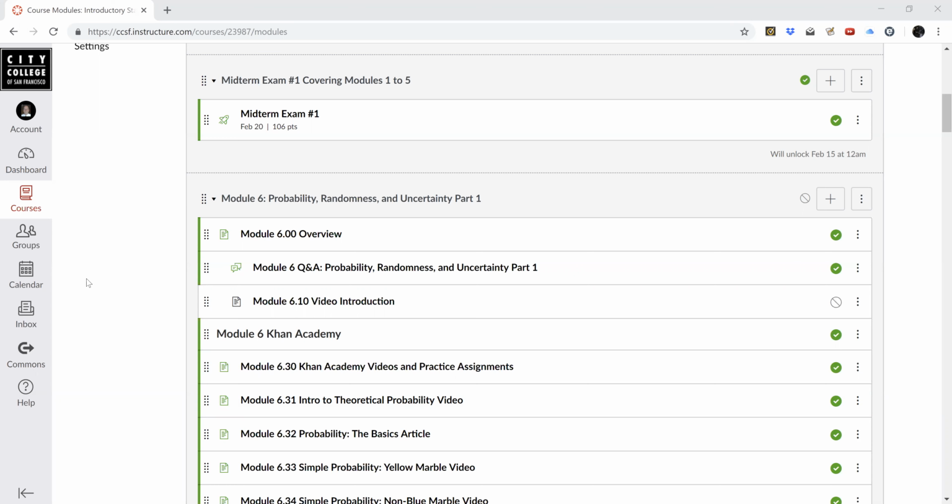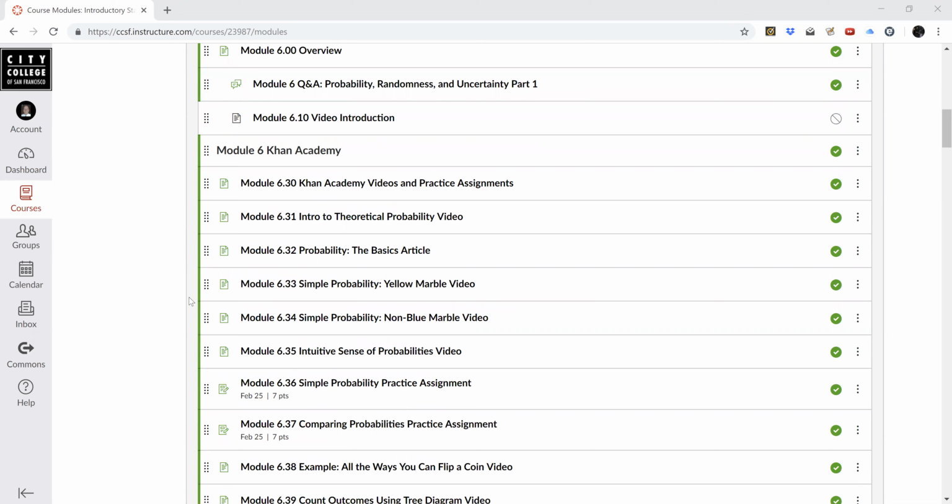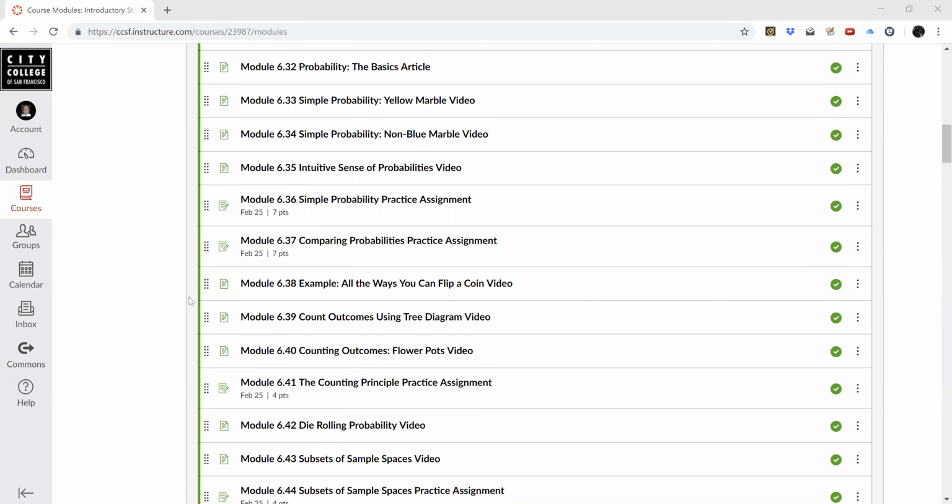In Module 6, we begin working in Chapter 5 in the textbook. In fact, we're going to be doing 2 modules. Modules 6 and 7 will both be covering Chapter 5, which is an introductory chapter about probability, randomness, and uncertainty. After you watch this video, you're going to once again do a large number of short Khan Academy videos and practice assignments, this time about various aspects of probability.